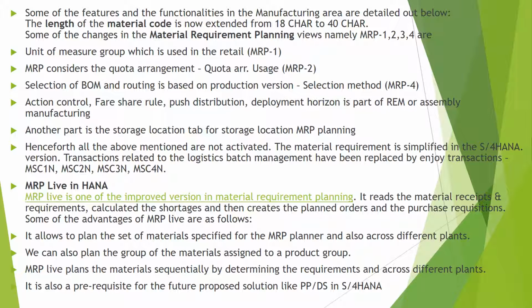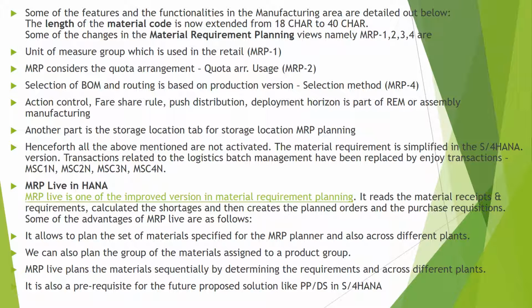And I already told you the functionalities about the manufacturing areas, right? The length of the material code was 18 characters in ECC and is now extended to 40 characters in SAP S/4HANA. Some of the changes in material requirement planning views 1, 2 and 4: for example, in MRP 1 view, the unit of measure group is used in retail and not in manufacturing, and it is used only in MRP 1. I think this page will be a recap of whatever we discussed.